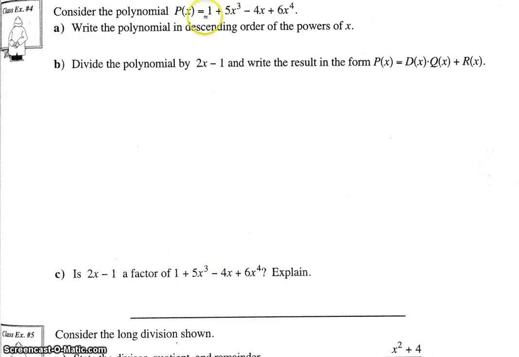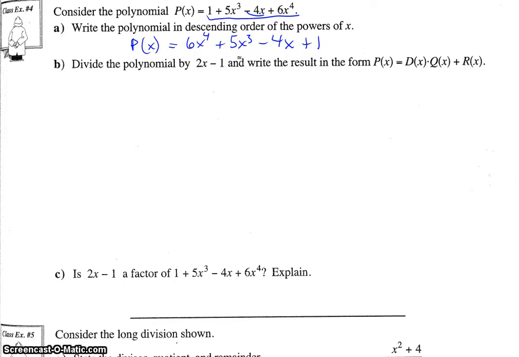Okay, so we've got another polynomial, p of x equals 1 plus 5x cubed minus 4x plus 6x to the 4. First of all, write the polynomial in descending order of the powers or exponents of x. You need to do this, especially if we're going to be doing our long division next. So highest exponent would be the x to the 4, so 6x to the 4, plus next highest 5x cubed, okay, then negative 4x, then plus 1. Okay, the sign goes with it. And there we go, descending order.